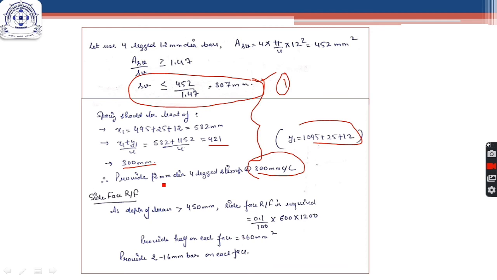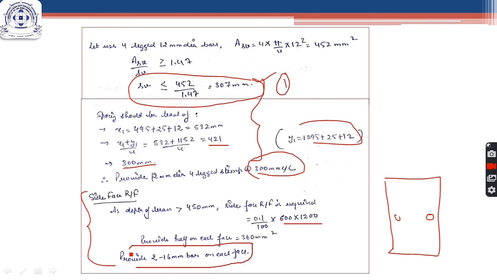So we are providing 12 mm dia 4-leg stirrups at spacing 300, and as this is a very deep beam, because the depth of the beam is 1.2 meter, which is greater than 450, we have to provide some side face reinforcement also as 0.1% of the cross section. So we are providing two 16 mm diameter bars on each face of the ring beam as the side face reinforcement. So this is all about the design of the circular beam.